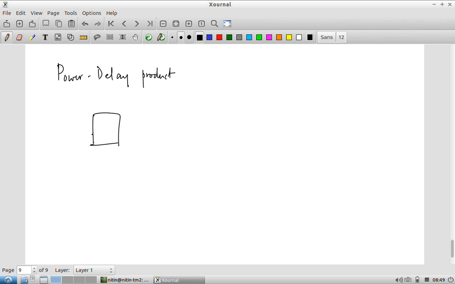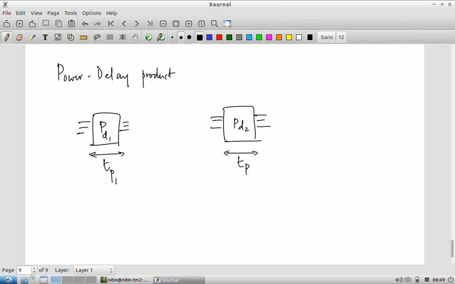So what it says is, I have some circuit over here, some input, some output. It has a propagation delay associated with it, and some power dissipation. Okay. I have another circuit. It has its own propagation delay associated with it and has a different amount of power that it consumes. One question we would like to answer is, which one is better?